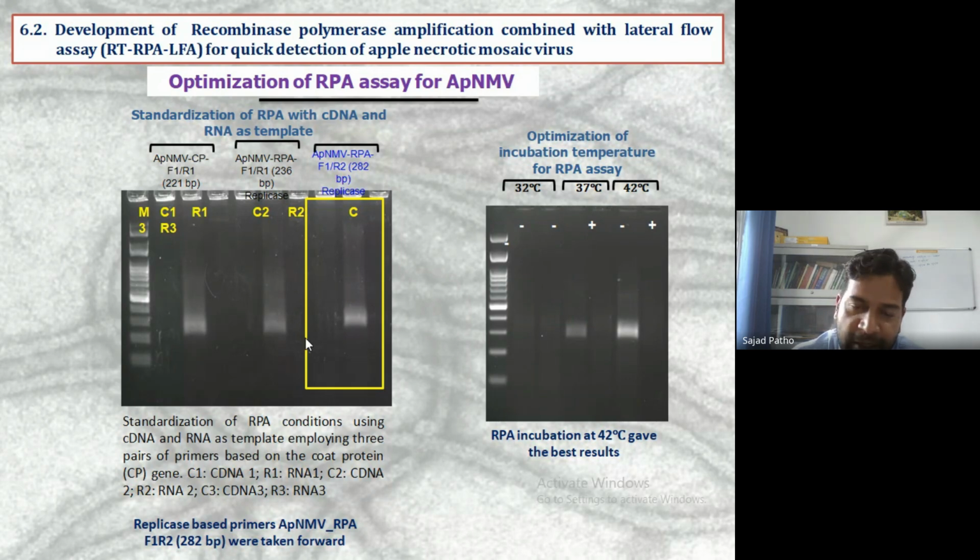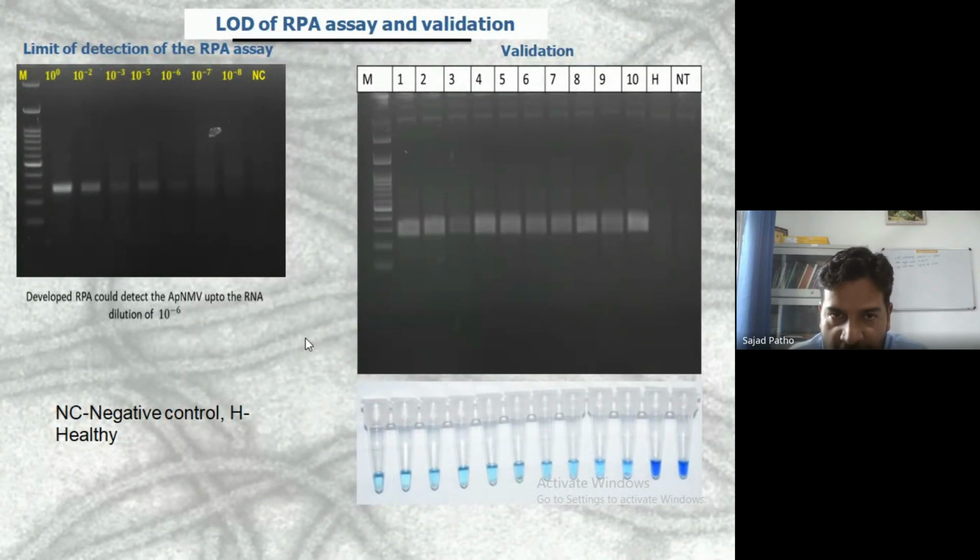Similarly, this RPA can be taken into the lateral flow assay, like the strips used for COVID detection. Those are in process, and we are developing strips where we can detect apple necrotic mosaic virus in the field as well. You can see up to how low it can detect the virus: up to 10^-6, even 10^-7, it can give amplification. It has also been validated in different varieties.